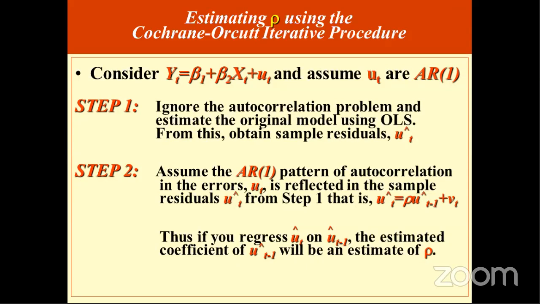In practice, in the literature, one method to estimate rho is the Cochrane-Orcutt method. This is called the Cochrane-Orcutt procedure of estimating rho. So how do we use this method? We first ignore the problem of autocorrelation in our regression model, estimate our original model using OLS, and from this obtain the sample residuals.